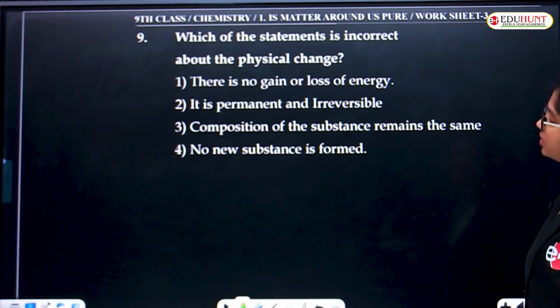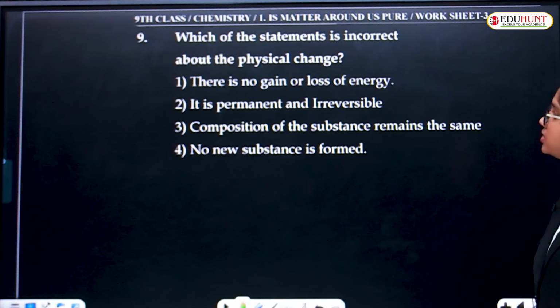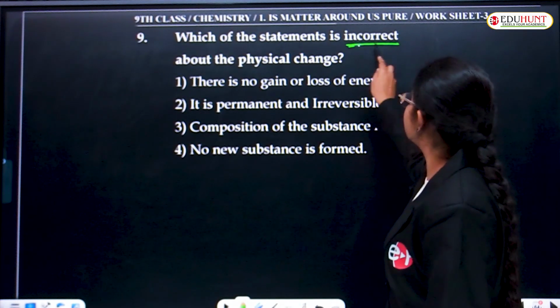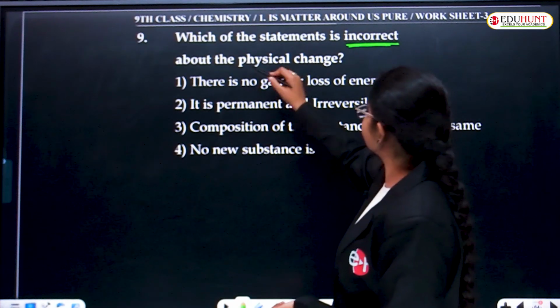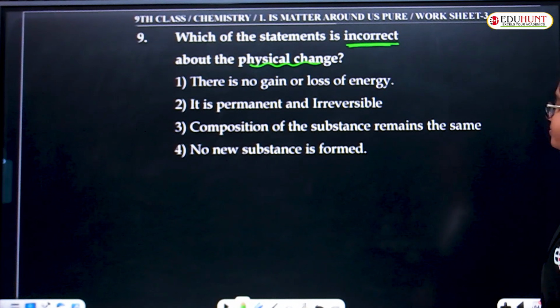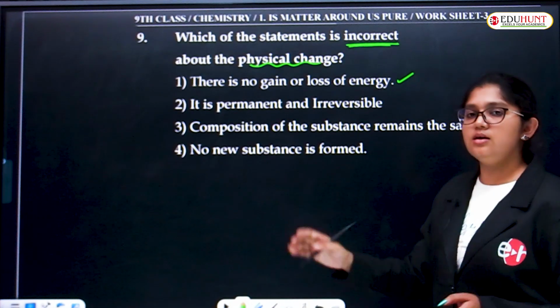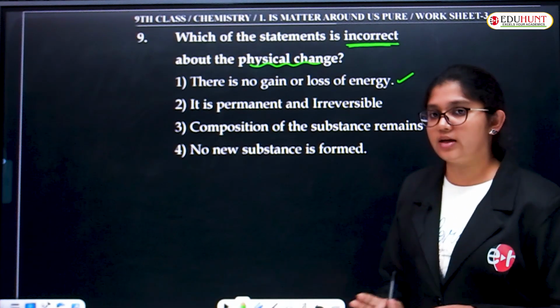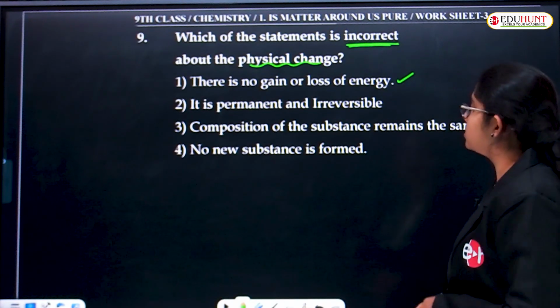Question number 9. Which of the statements is incorrect about the physical change? Children, they are asking not incorrect, that is, they are asking which is a false statement. Okay. So, we will go with the physical change. Okay. There is no gain or loss of energy. Is it true? Yeah, physical, nothing but just a physical process. No loss of energy happens, there is no gain, no loss of energy. Okay, so option 1 is true, that is, correct.